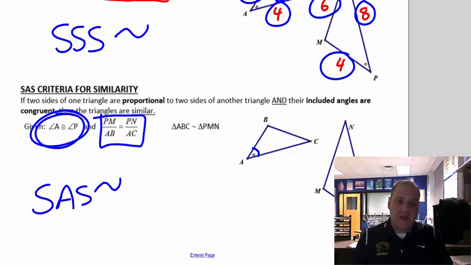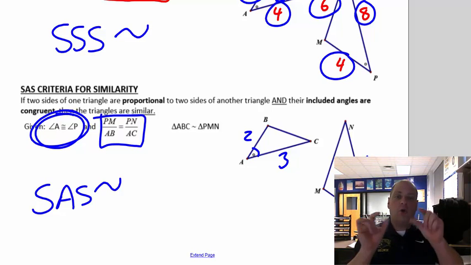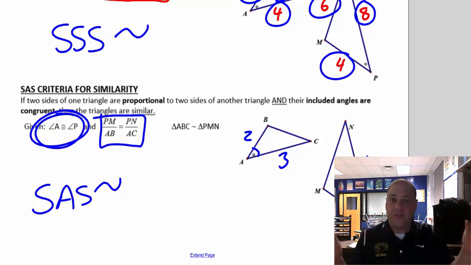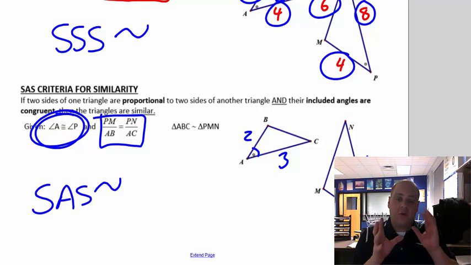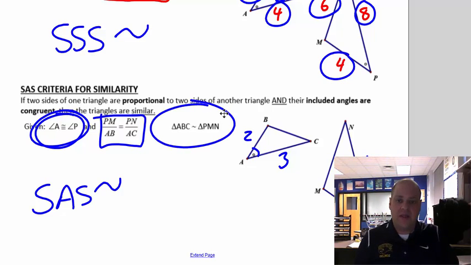So if I know that PM is to AB, let's say this is 2 and this is 4, and then PN and AC, if I knew this was 3 and this is 6, right? So I know this doubled and this doubled. So I know they're in proportion. They both got multiplied by 2. And I know the angle is congruent, one angle. So you can get away with one angle and proportional sides, and that gives you similar triangles. All right, so we would say triangle ABC is similar to triangle PMN.